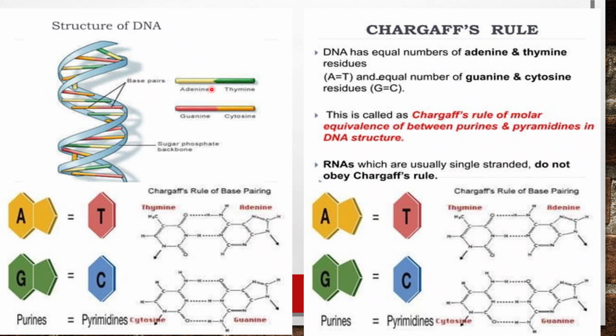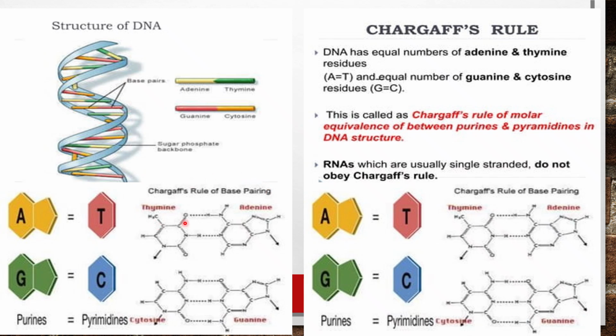So adenine always joins with thymine. This is the structural complementarity. Only adenine can bind with thymine, and similarly, guanine prefers to bind with cytosine. So in case of DNA only, there is Chargaff's rule of base pairing.